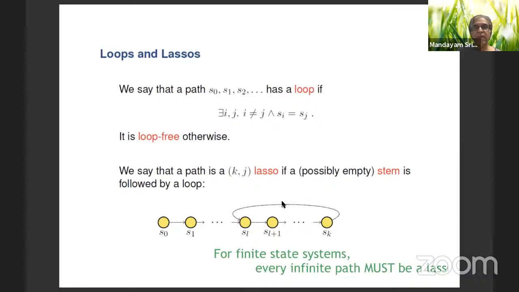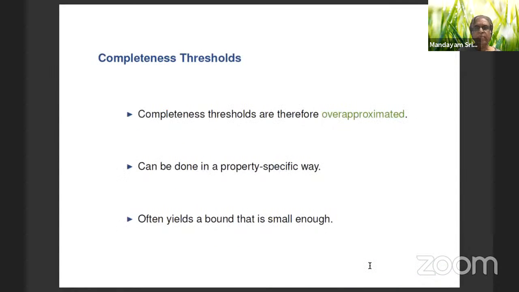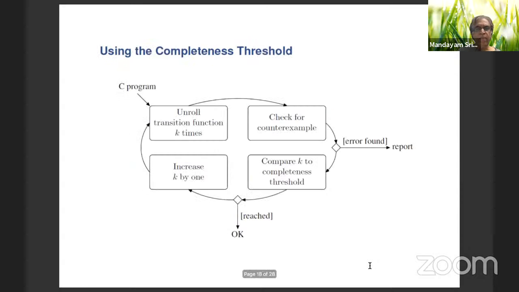This is something that I already mentioned, and this is what we'll be exploiting. For a finite state system, every counterexample, even an infinite counterexample, must be lasso shaped.